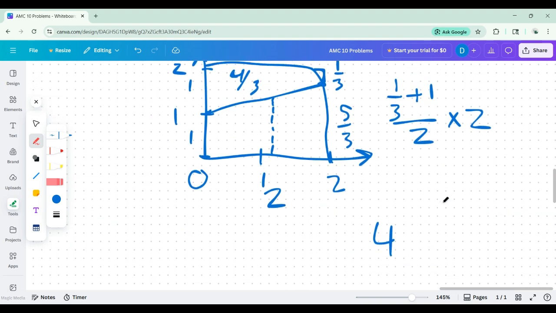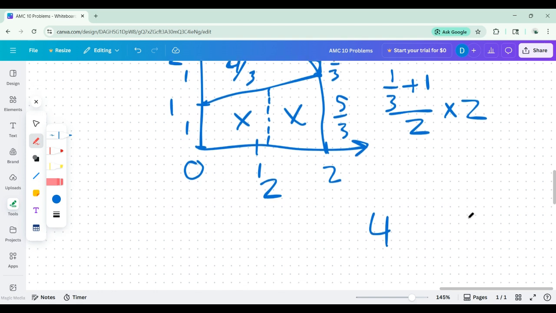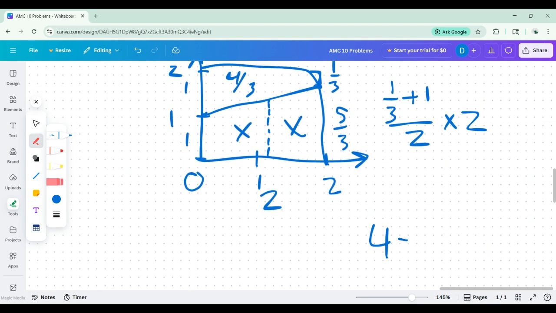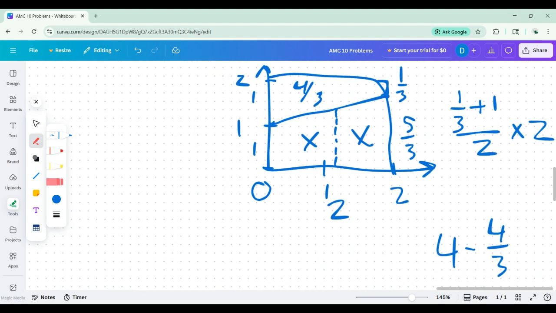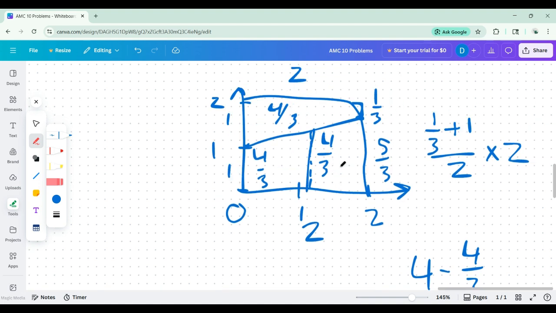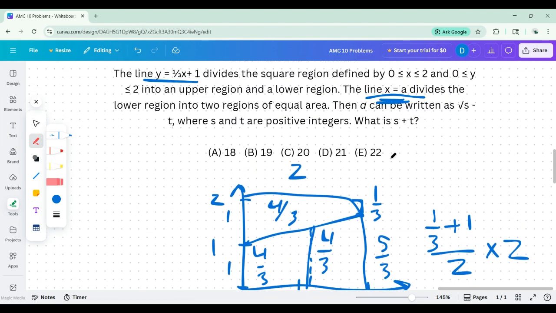And we know that these 2 regions both have an area of x. They're both equal in area. So we can find the area of x. So 4 minus 4/3 is equal to 8/3. And then we divide by 2 because both of the areas are the same. So we know that we essentially split. Now we know that this square is split into 3 equal regions with an area of 4/3 each. Now this will help us find x equals a right now.